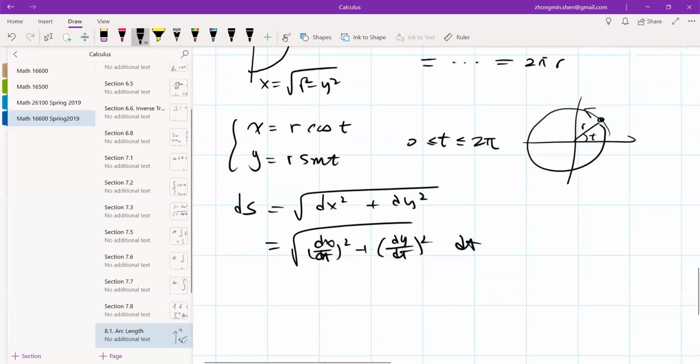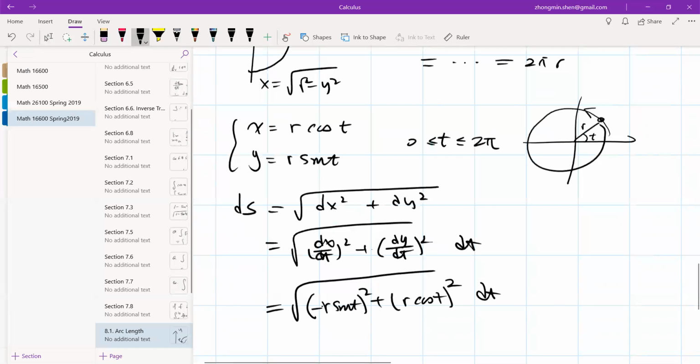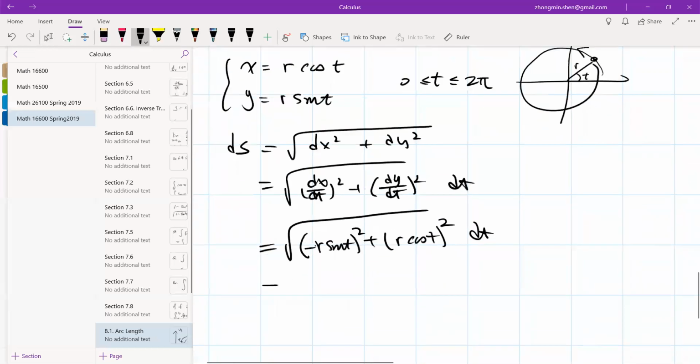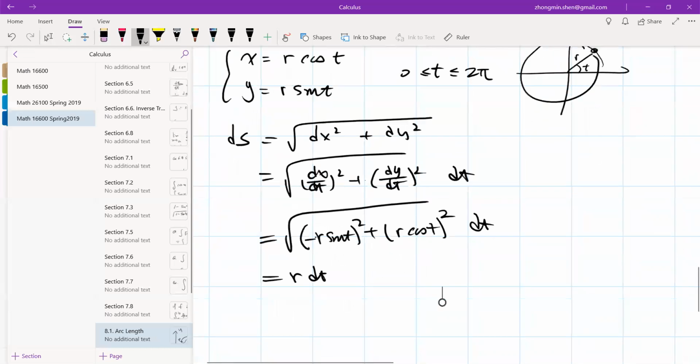Then you square it, and that is going to be the derivative of x with respect to t, which is negative r sine t, squared, plus r cosine t squared, times dt. And what's inside is just r squared. So when you simplify it, you get a very simple one. Sometimes you can use a different parameterization instead of the x or y variable.